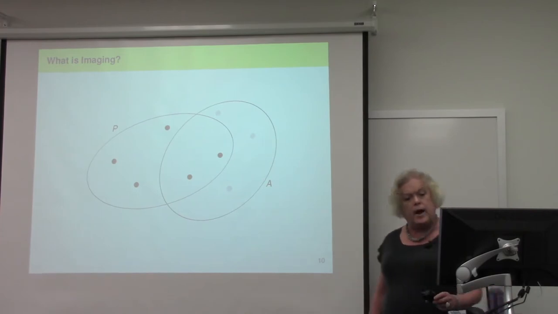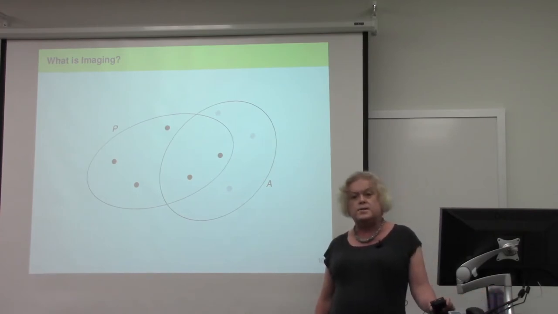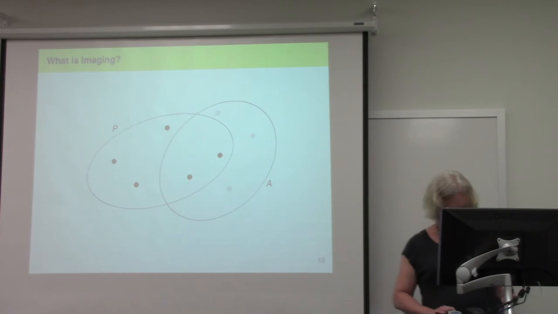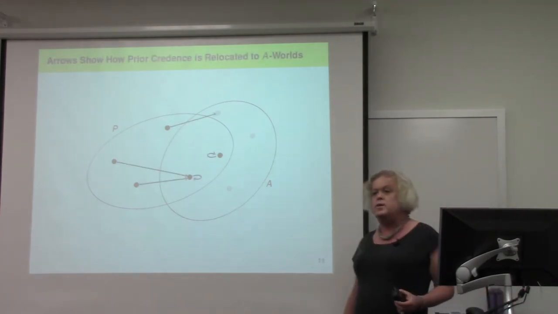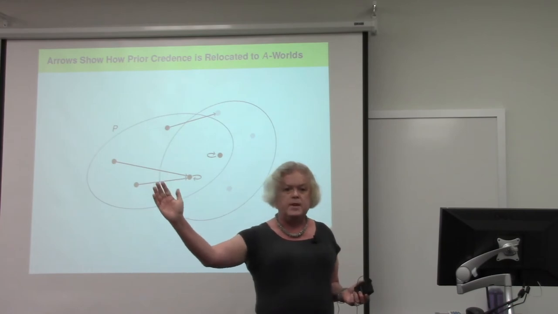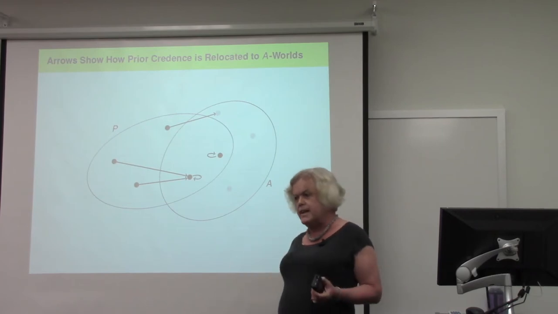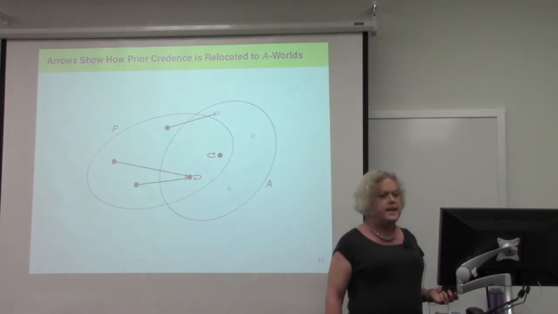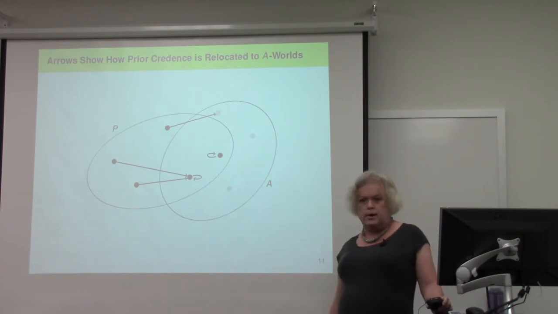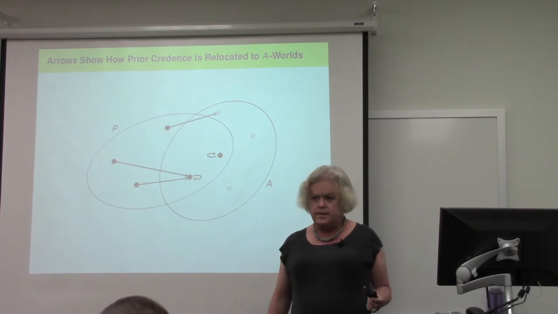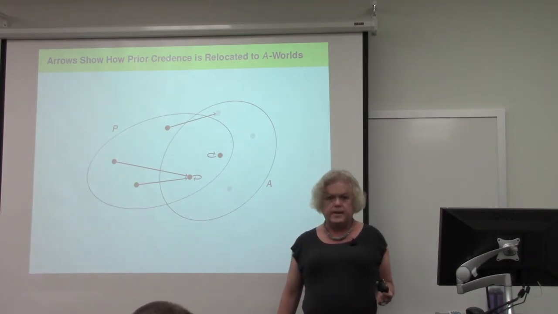There are some A worlds that are consistent with what you currently assign non-zero probability to, and other A worlds to which you currently assign probability zero. So imaging works like this. Unlike conditionalization, where you simply sweep the probability that's not on the proposition A away, and renormalize what's left so that it sums to one, in the case of imaging, we're going to relocate probability from the worlds on which it originally lies, so that the probability from each world is going to be redistributed to a world at which A is true. And the arrows in the diagram here show how this is to be done.